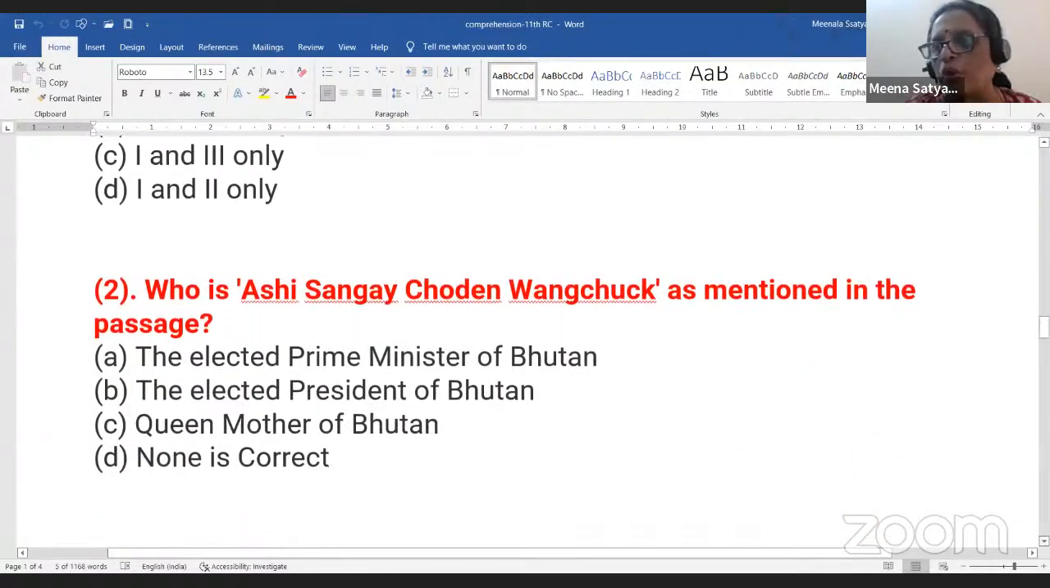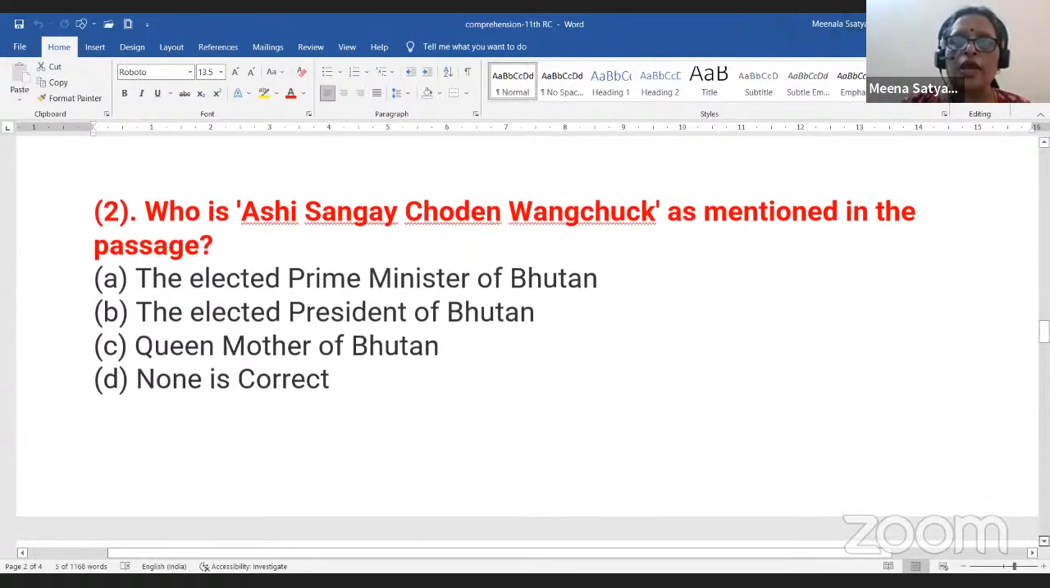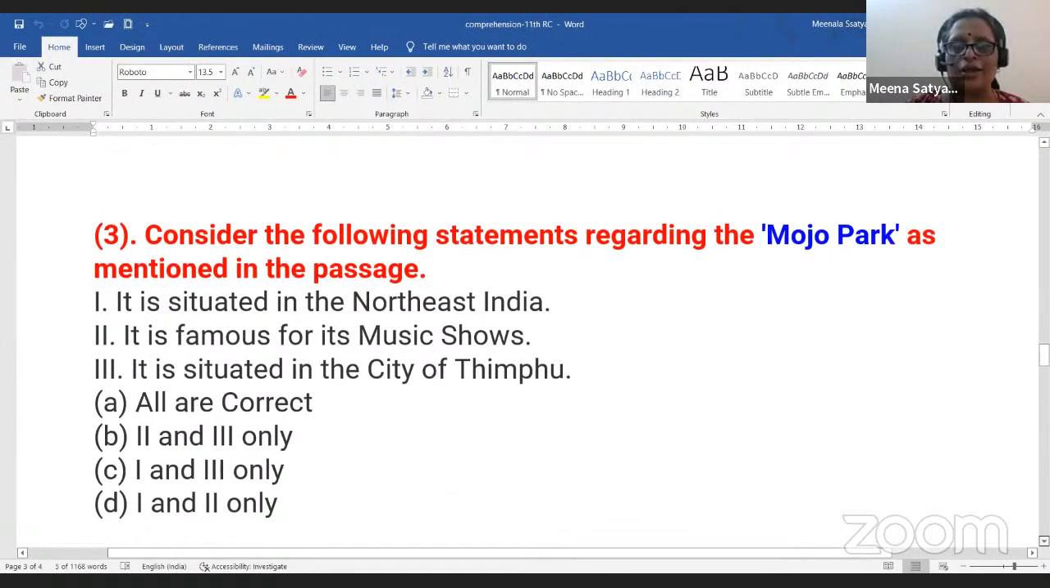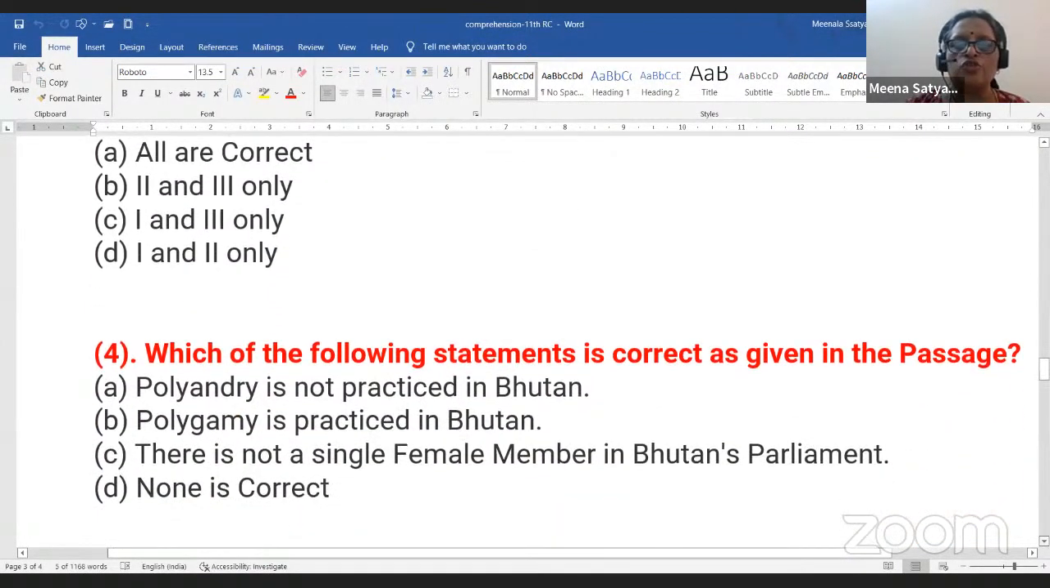You will not have this problem of scrolling up and down, but I will have this problem because I'm doing the passages online for you. So you will gain this time because it's just going up and down. You will save a little more time, and I have to be a little slow because I can't hurry up. All are correct. So third one, which of the following statements is correct as given in the passage?